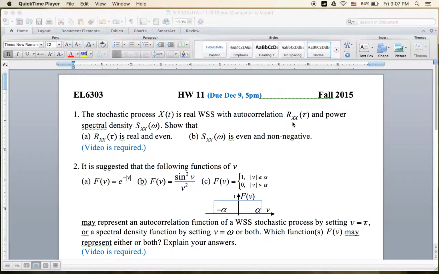We need to show that r(tau), the autocorrelation, is real and even, and also that its power spectral density S(omega) is even and non-negative. So let's look at the solution now.